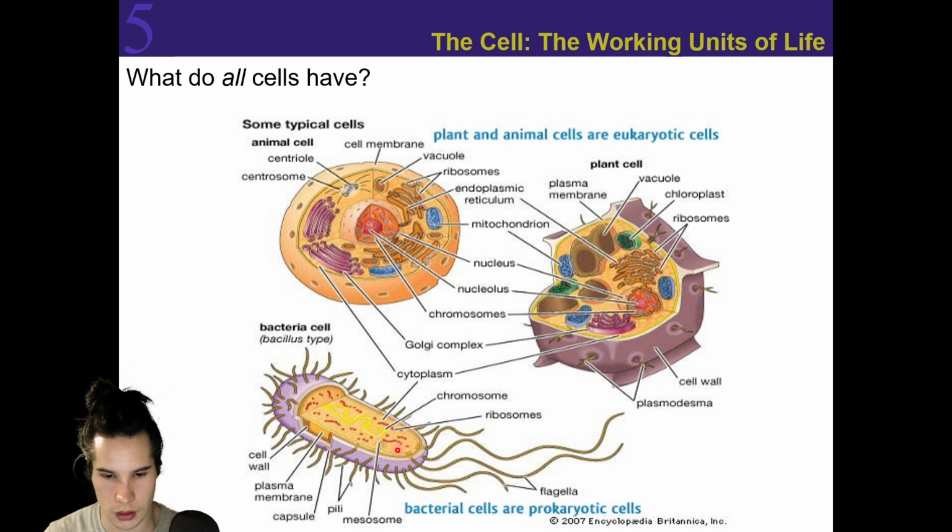Okay. So what do we have? Cytoplasm, genetic material, ribosomes, and cell membrane. Those are the four things that all cells will have.